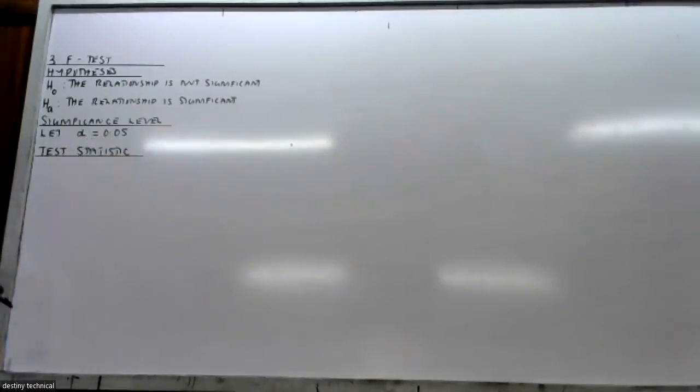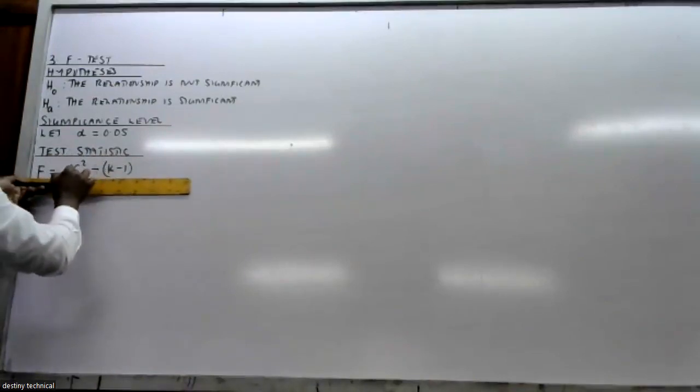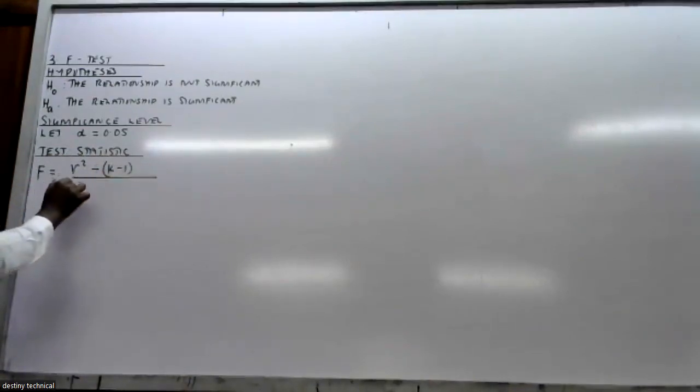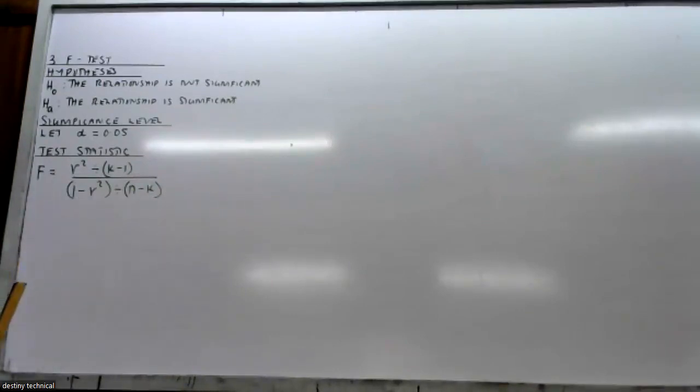So test statistic, F is given as R squared divided by K minus 1. Then you divide this by 1 minus R squared divided by N minus K.